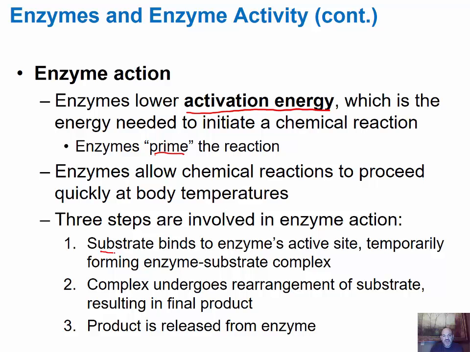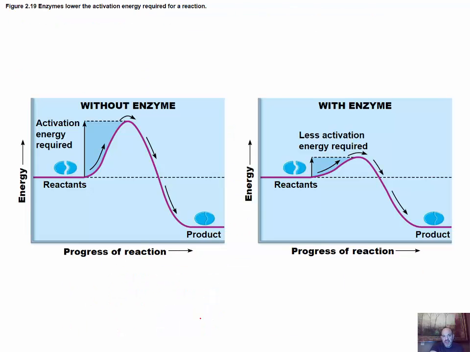The substrate, which is what binds to the enzyme's active site, is going to temporarily form an enzyme substrate complex. So we have to have substrate binding, forming the enzyme substrate complex. The complex is going to undergo a rearrangement of the substrate, resulting in a final product. The product is then released from the enzyme, and the enzyme is free to work on the next substrate.